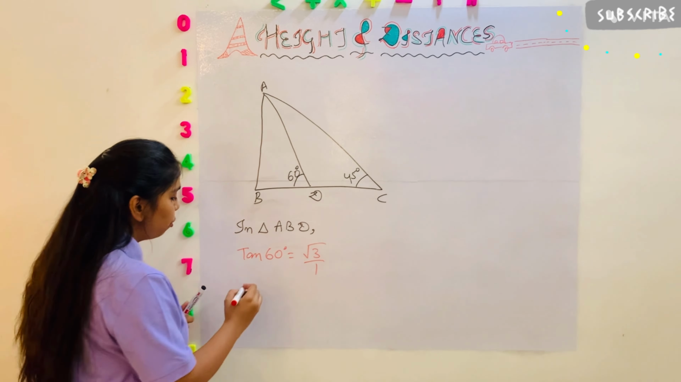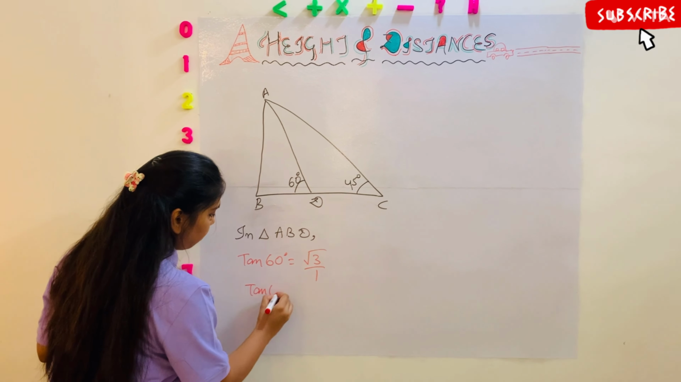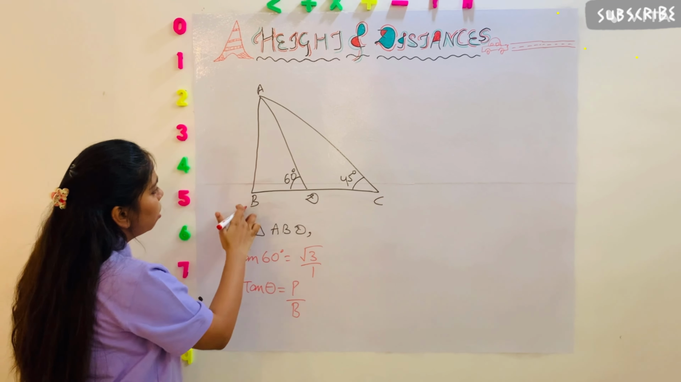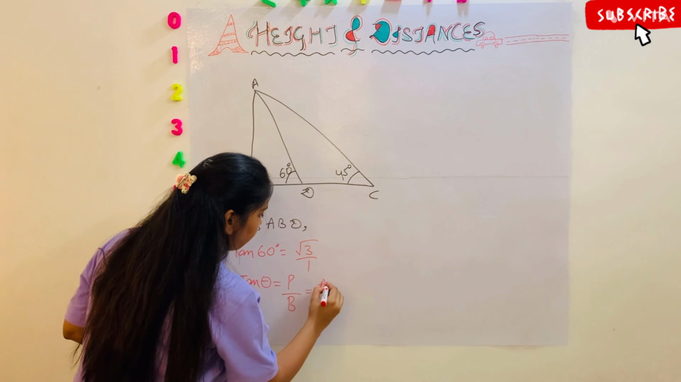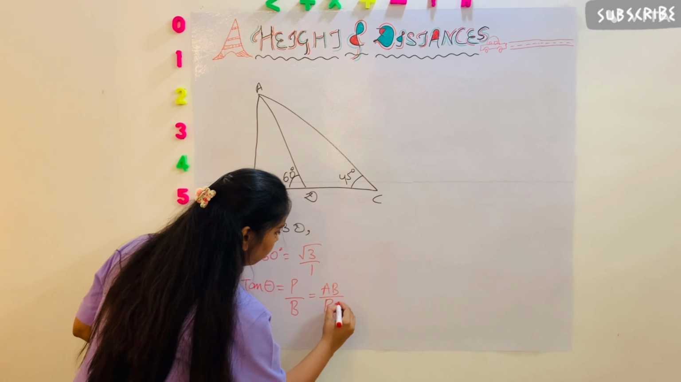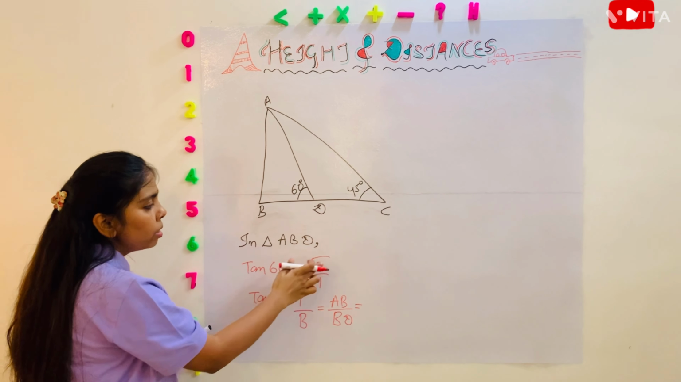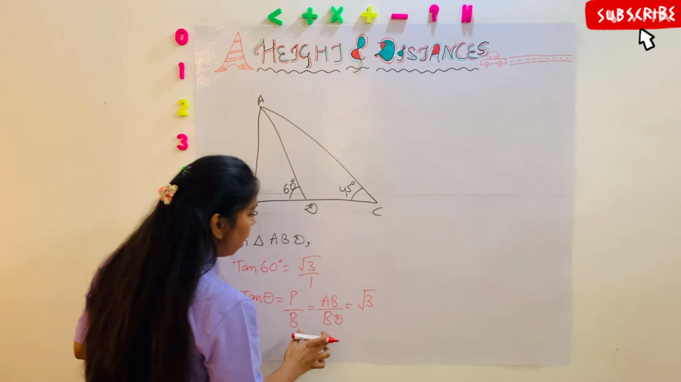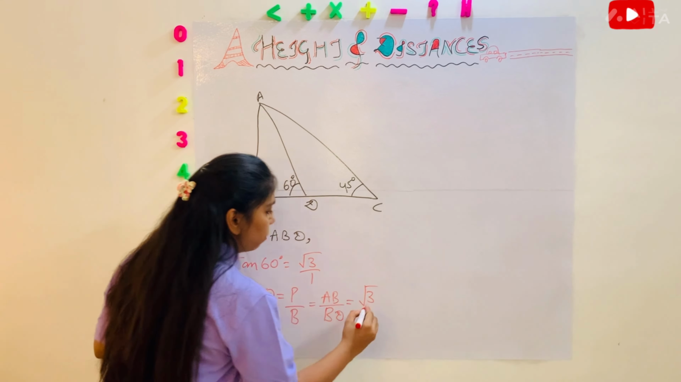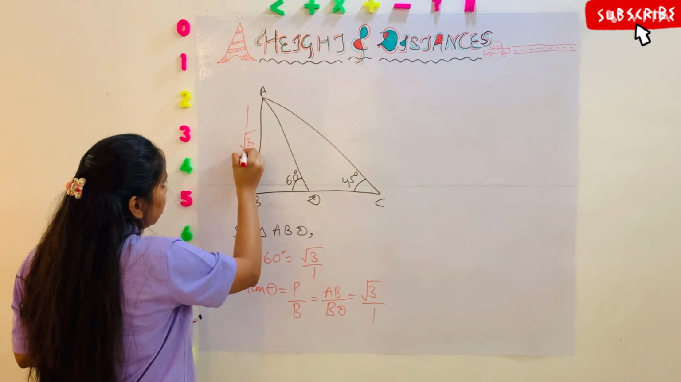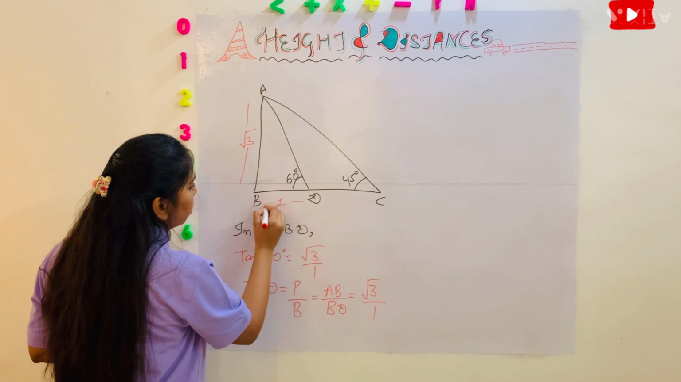Tan theta is equal to perpendicular by base. Here the perpendicular is AB and the base is BD. So the value of AB is equal to under root 3, and the value of BD is equal to 1.